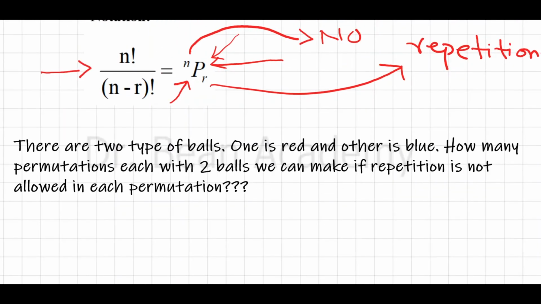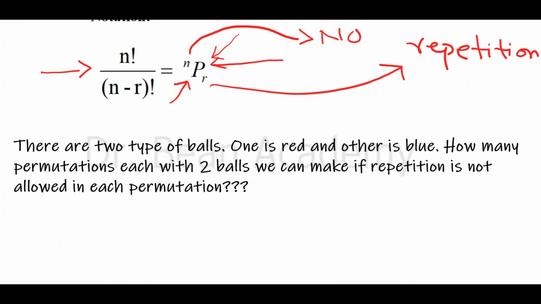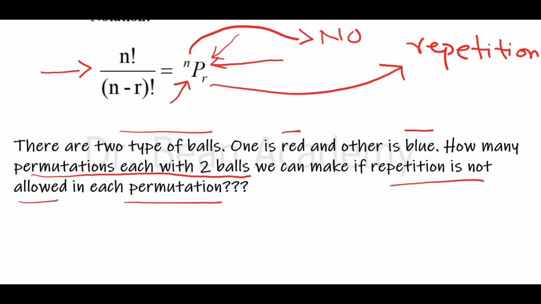Let's solve a simple example. There are two types of balls. One is red, the other is blue. How many permutations, each with two balls, can we make if repetition is not allowed in each permutation? Okay, so we are dealing with permutations. Repetition is not allowed. The formula is there, nPr. So just use it. This problem is way simpler than what you will face in your exams or textbooks. The hardest part is to find n and then r, because the rest is just simple mathematics.